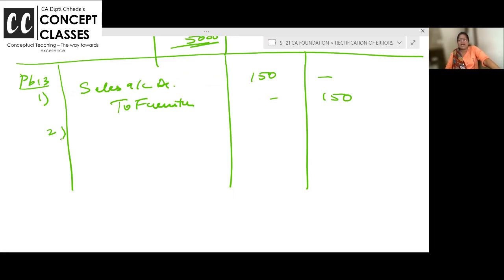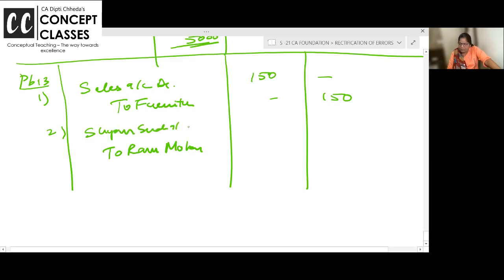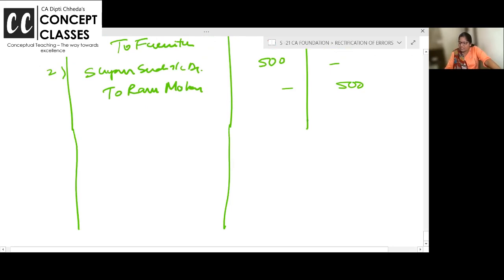Which kind of error? Compensating error. So 500 is received from Ram Mohan, so I should credit Ram Mohan. By mistake, it is credited to Shyam Sundar. So Shyam Sundar, we will debit your account to nullify the wrong credit. And Ram Mohan, you are the giver, so we should credit. This is not an error of principle. This is a compensating error. Instead of one account, you have credited another account. And a compensating error will never affect the trial balance.